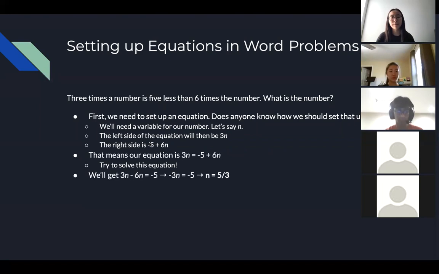Now we have to try and solve it. Okay. So first we isolate n on one side. So we subtract 6n from both sides. And then now we're left with -3n equals -5. If we divide both sides by -3, we get n equals 5/3. So good job if you got that.